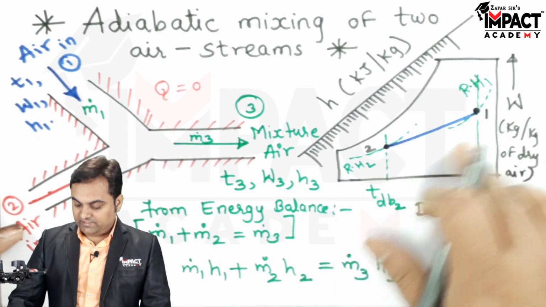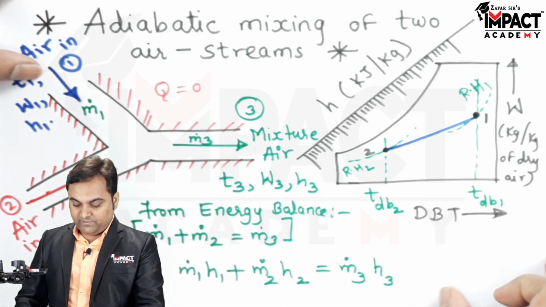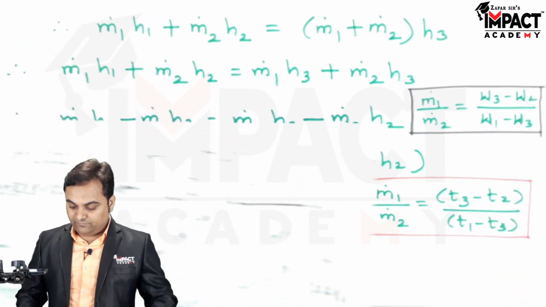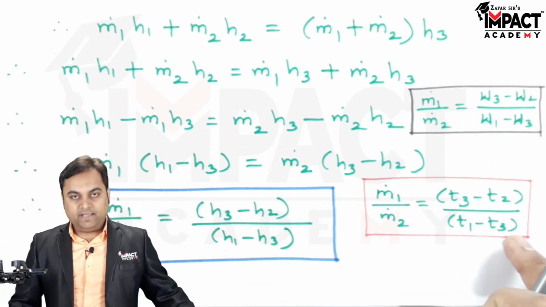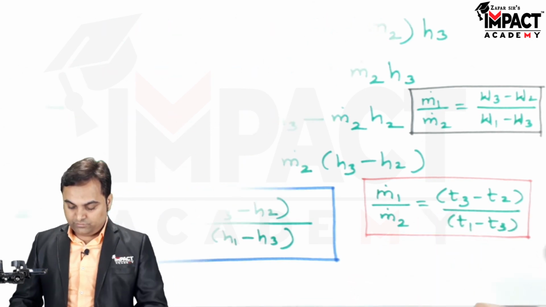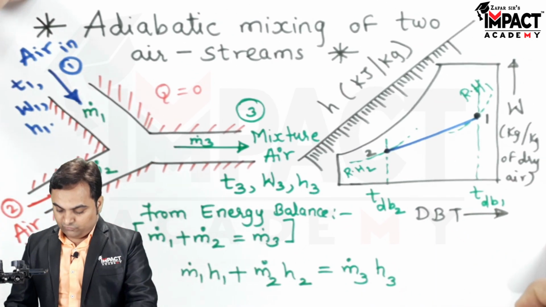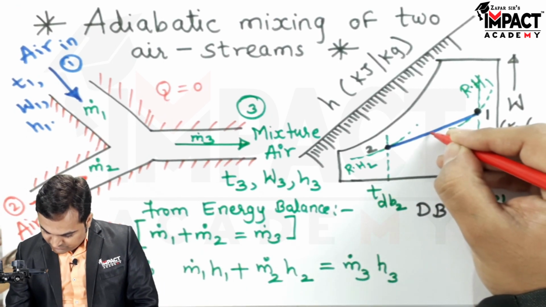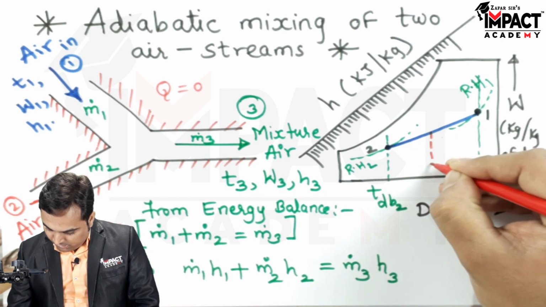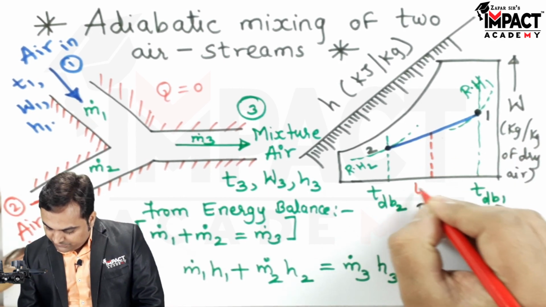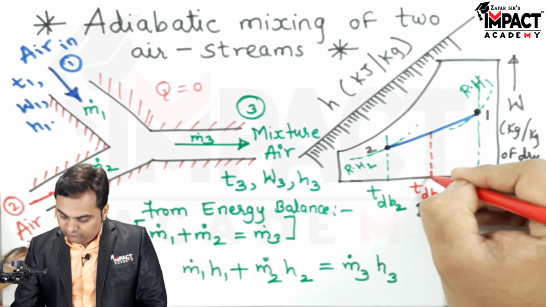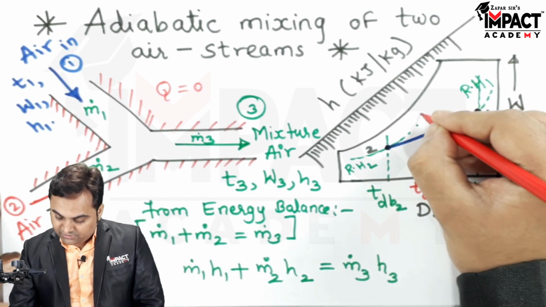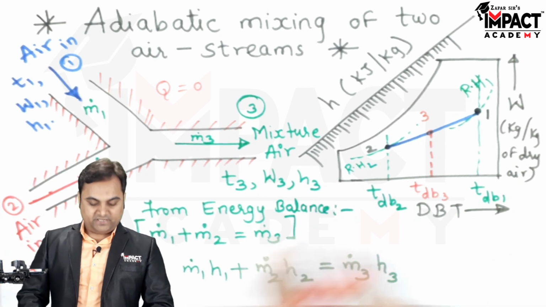with the help of a line, and as I have explained how to get the dry bulb temperature for the mixed air, for that we would be using this formula. And once the dry bulb temperature is known, that dry bulb temperature would be projected up on this line. I'm just showing it with an example that this is dry bulb temperature TdB3 for the mixed air, and this will give me on this line state 3, that is for the mixed air.